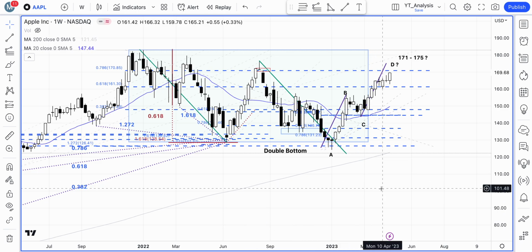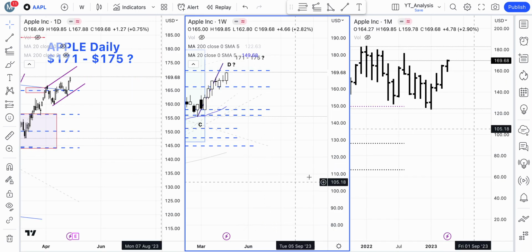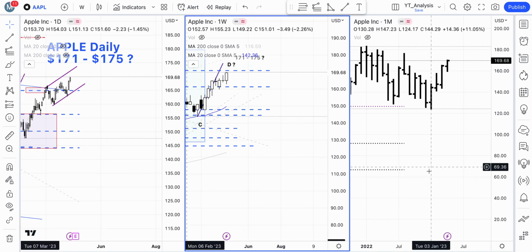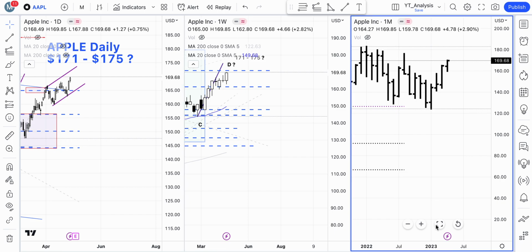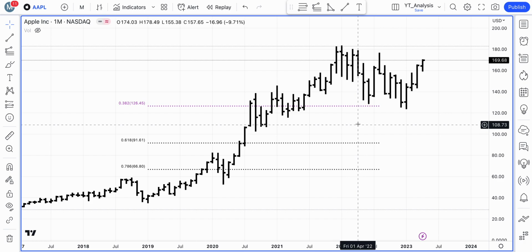But what we are really looking at in terms of our shorter term target is the 171 to $175 per share level over the course of the next few weeks, perhaps. Again, we have to wait and see price action. So guys, this is the longer term monthly chart.